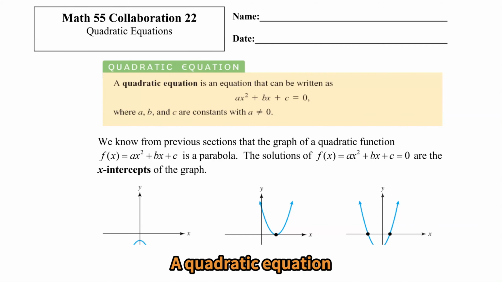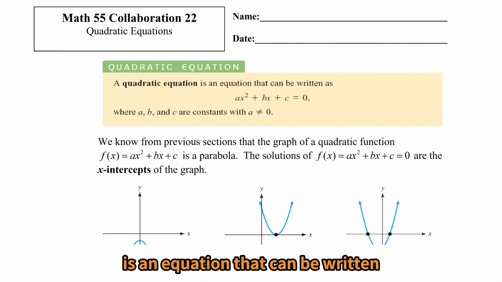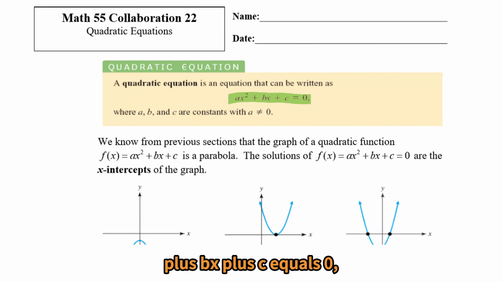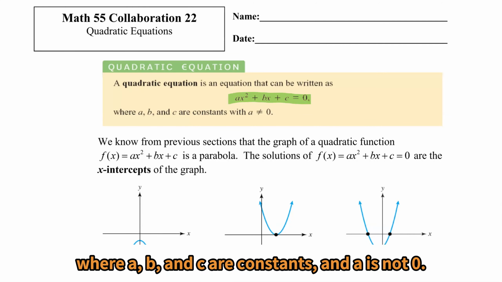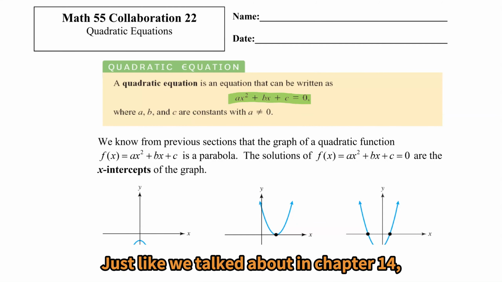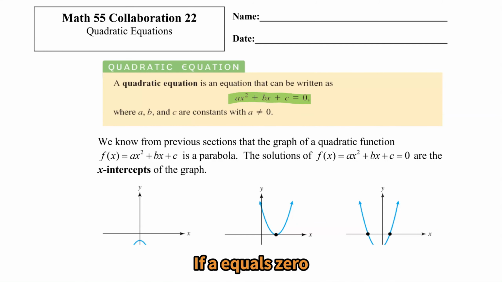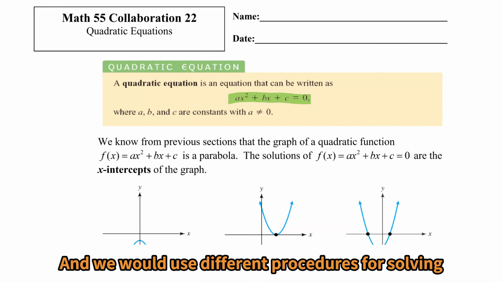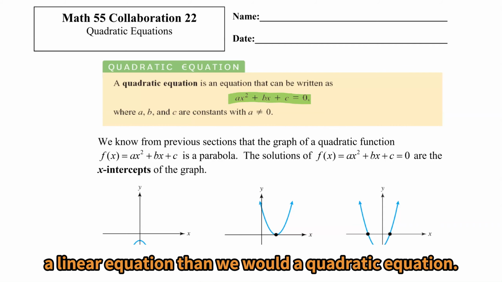A quadratic equation is an equation that can be written as ax squared plus bx plus c equals 0, where a, b, and c are constants and a is not 0. Just like we talked about in Chapter 14, if a equals 0, then we have a linear equation, and we would use different procedures for solving a linear equation than we would a quadratic equation.